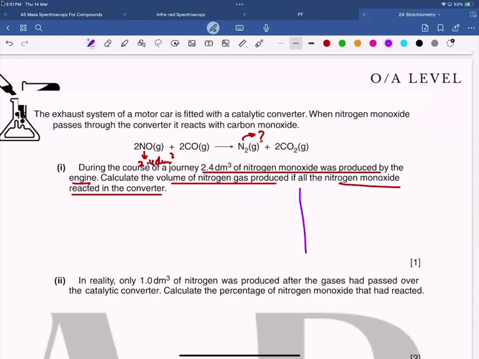The one way is our typical way, which we have discussed, that first you convert it into moles. So the moles of NO would be equal to its volume divided by 24. So what moles will I get? I will get 0.1 mole.